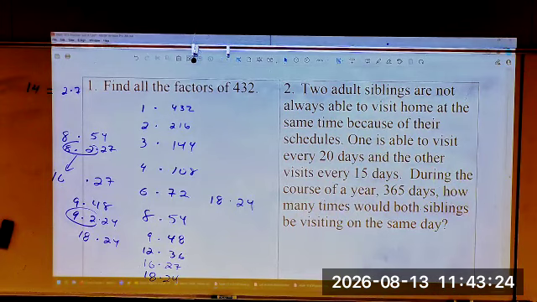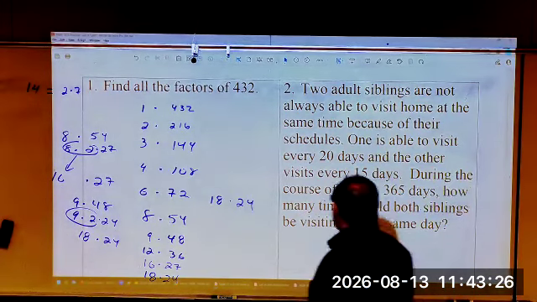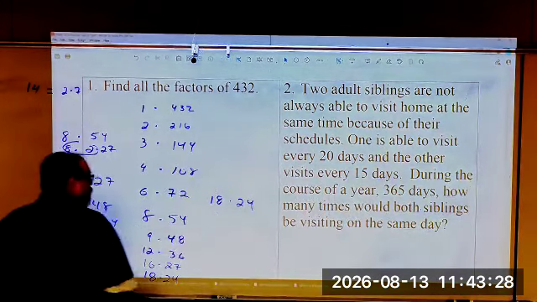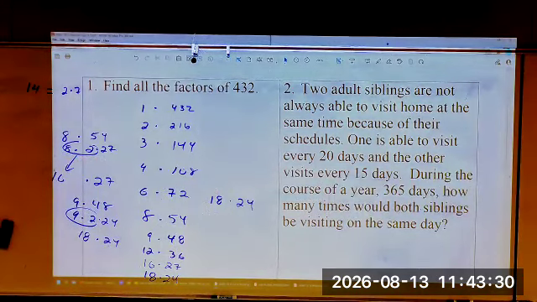Two adult siblings are not always able to visit home at the same time because of their schedule. One is able to visit every 20 days, and the other visits every 30. During the course of the year, 365 days, how many times will both siblings be visiting on the same day?